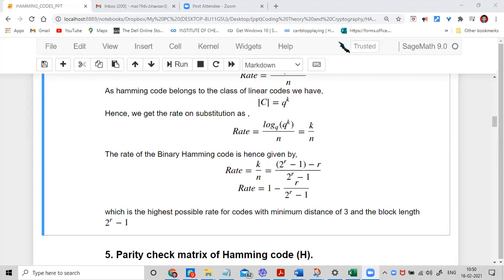When I'm telling that the minimum distance of the code is 3, can it be possible that rate can be 1? No, right? You understand why it cannot be 1. But Hamming code is the highest possible rate with distance equal to 3. So that is the beauty of this. Try to look at why it is true also.